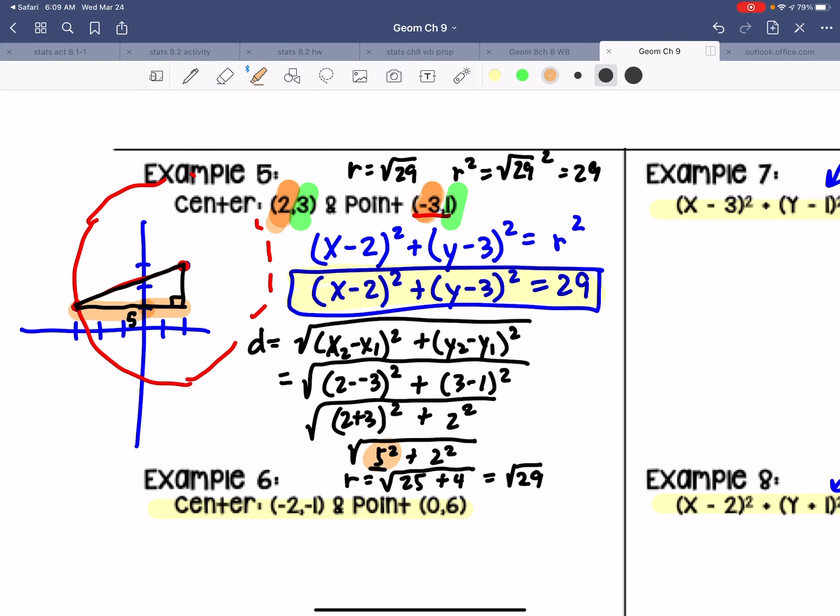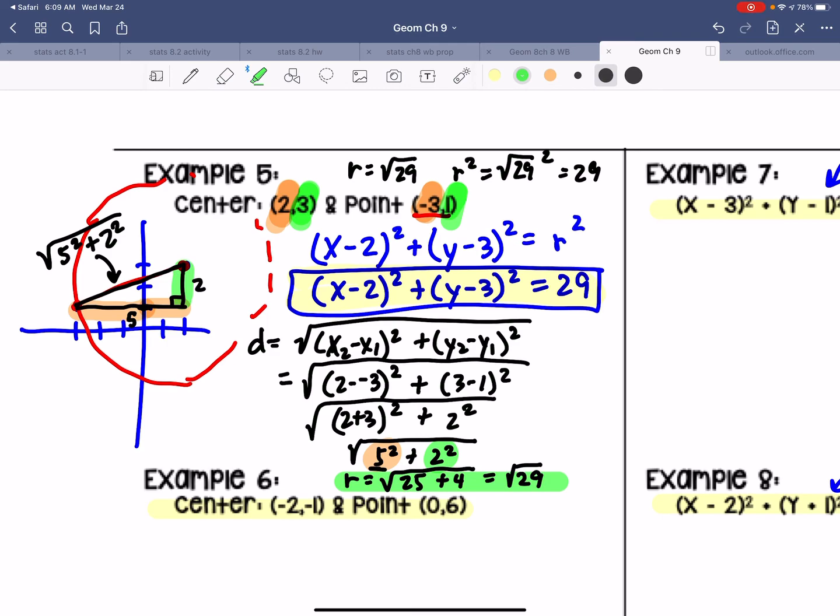And what is the distance on a number line between 3 and 1? Well, that's the number 2. So the distance between 3 and 1 is the number 2. So that's where that comes from. So that's why this hypotenuse is the same thing as 5 squared plus 2 squared. And that's how we got the radius to be the square root of 29.